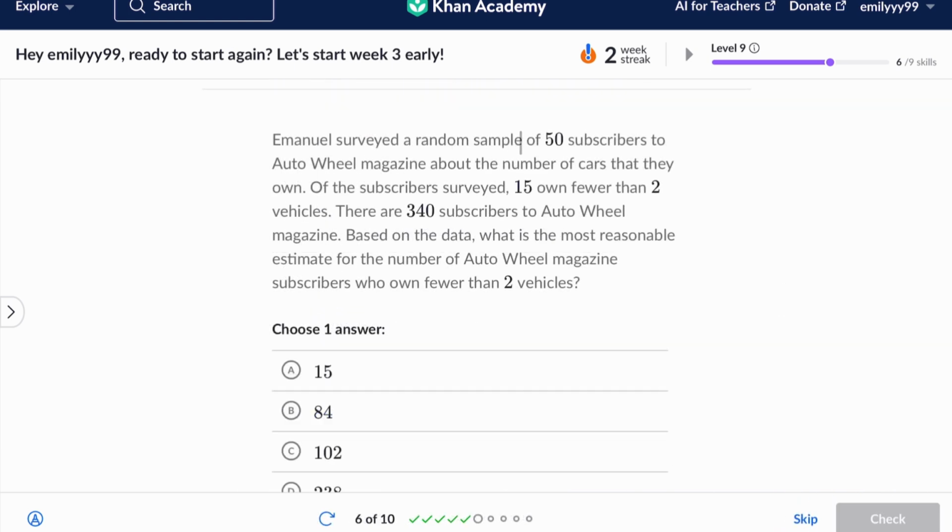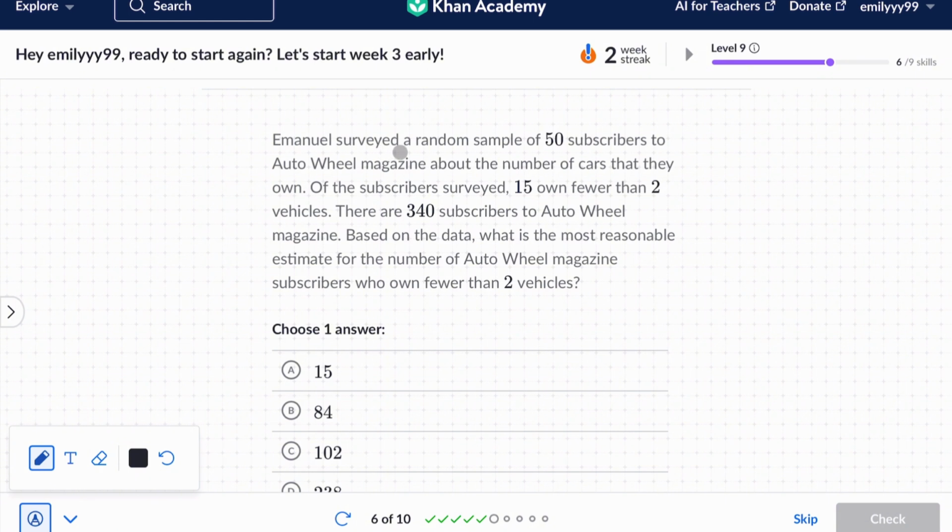Emmanuel surveyed a random sample of 50 subscribers to Auto Wheel magazine about the number of cars that they own. Of the subscribers surveyed, 15 own fewer than 2 vehicles. There are 340 subscribers to Auto Wheel magazine. Based on the data, what is the most reasonable estimate for the number of Auto Wheel magazine subscribers who own fewer than 2 vehicles?